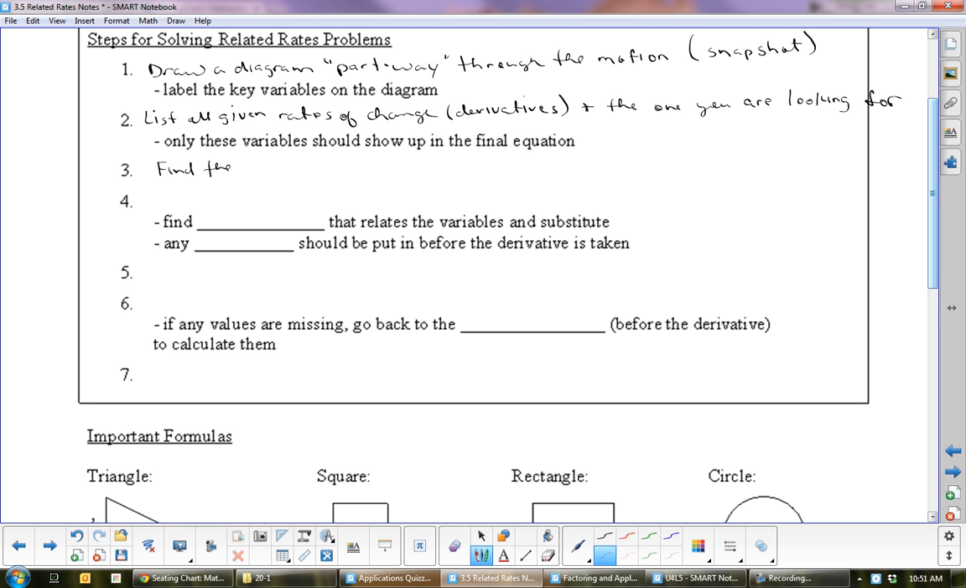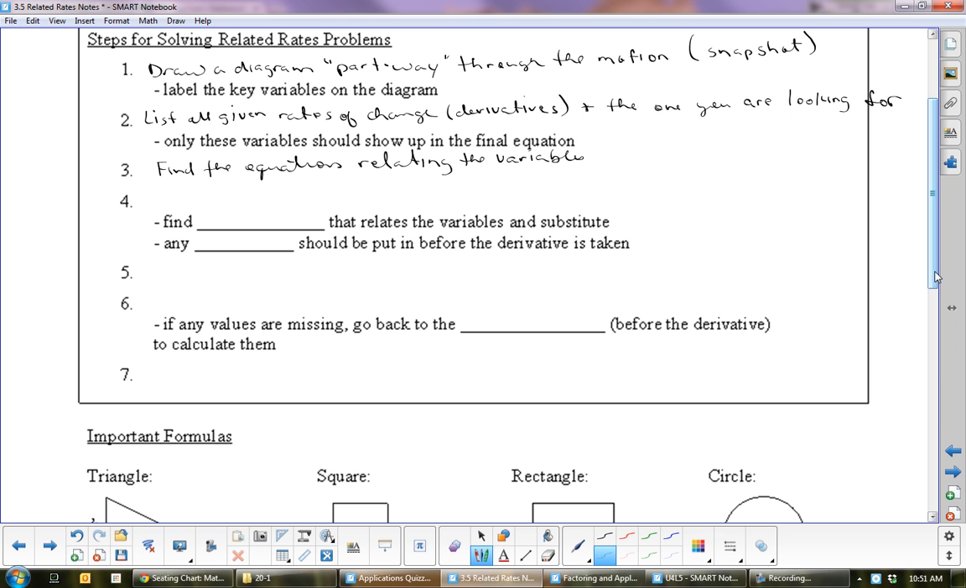Now, number 3 is find the equation. This may be one of the most difficult parts. Find the equation relating the variables. So, not only do you have to know what you're learning today, you have to know everything that you've learned up to today in all of your courses, all of your 3D figures, all of your Pythagoras. That stuff all has to come in, all of your formulas.